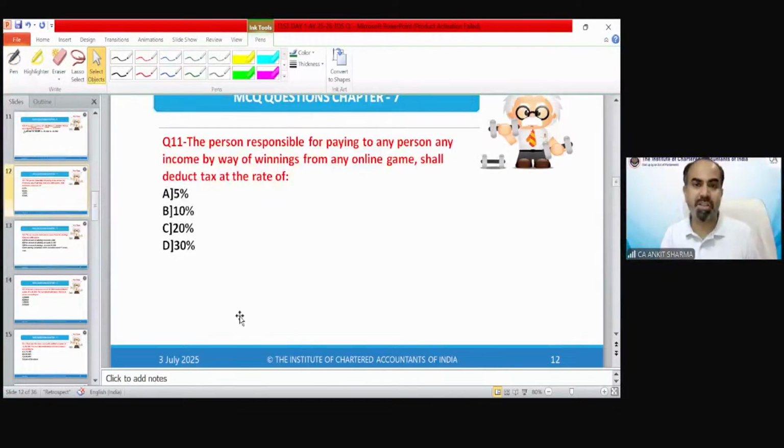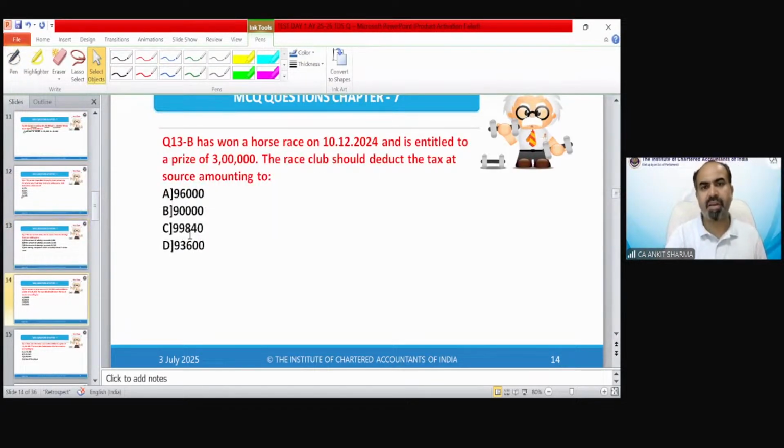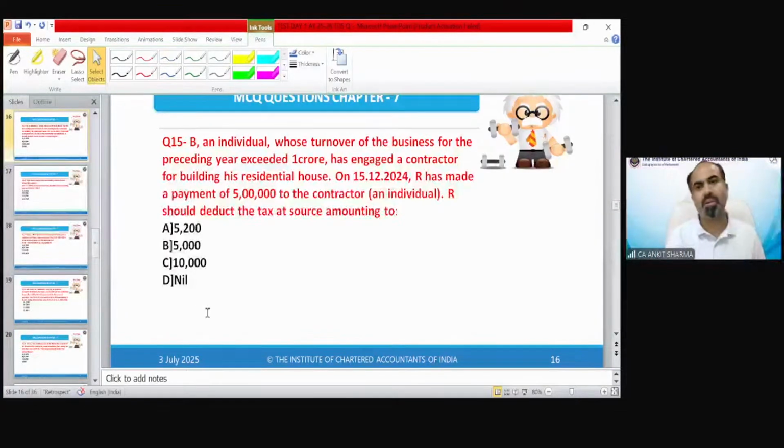The person responsible for paying to any person income by way of winning. The correct answer is, of course, D. The rate of TDS in case of lottery winning. Question 12 is again the same, lottery winning. Question number 13 is also the same. Question number 14, again the rate in case of prize money from winning a horse race. Question number 15 is different.